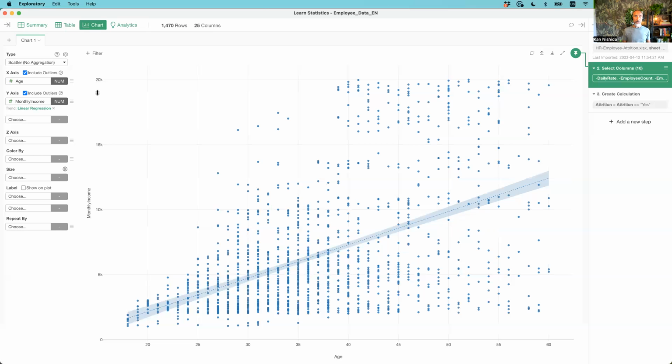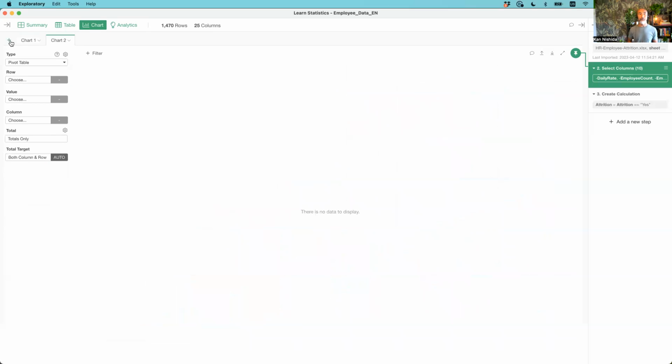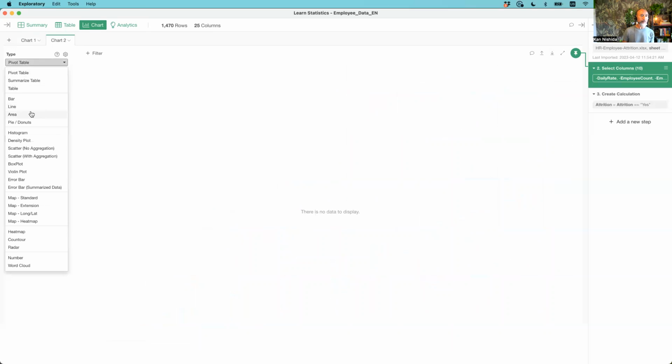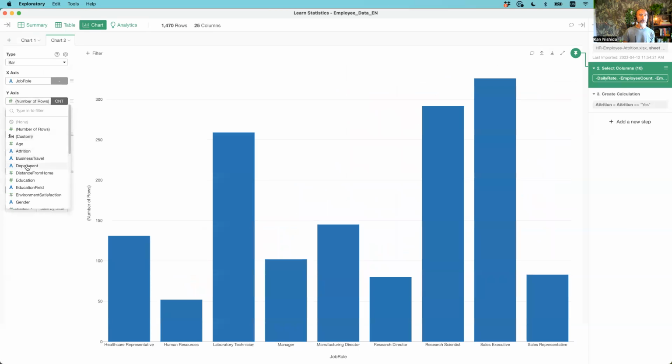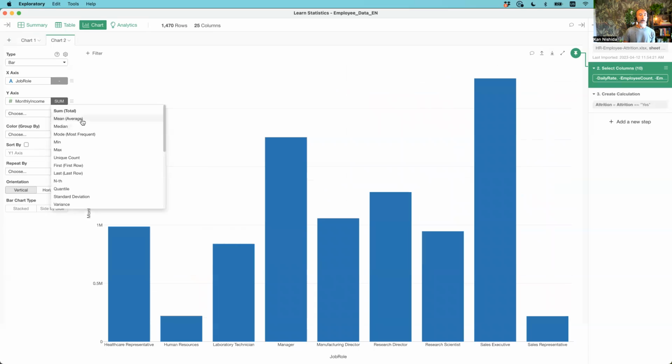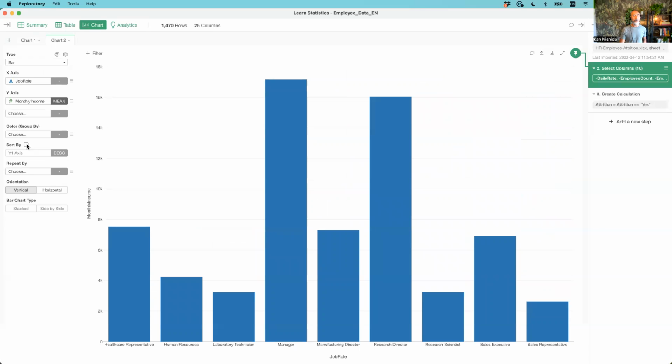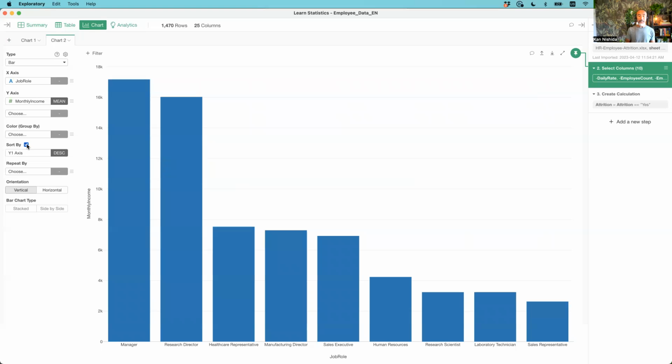Another way to visualize this type of relationship is to use some other charts. So, for example, let's say a bar chart, and here I'm going to use job role on the x-axis, and the y-axis is monthly income. But in this case, I'm going to change it to average, and then I'm going to sort it. So basically what we are looking at is, based on the job role, do we expect different monthly income? And then there are some differences here. But obviously these two have the highest, right?